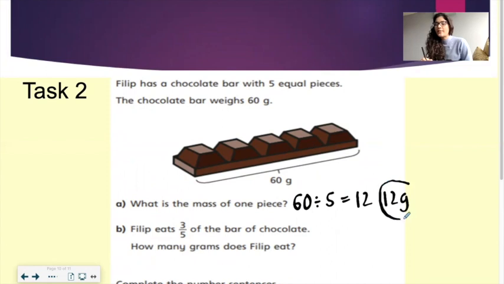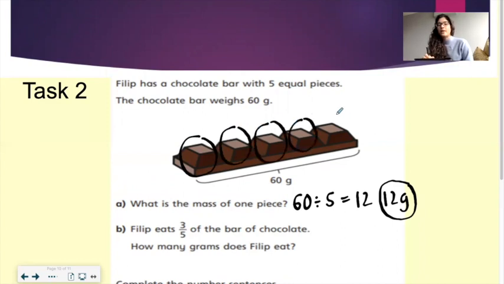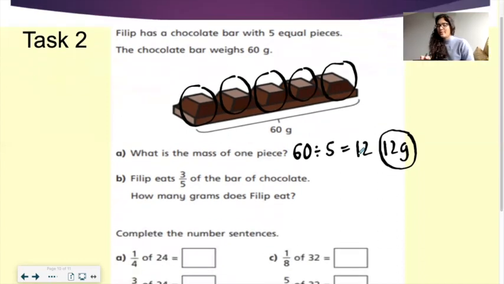So the way to work out the first part of the question, which is what is the mass of one piece, you do 60 divided by 5 because the chocolate bar is split into 5 separate pieces and you want to work out how much one of those pieces weighs. So you do 60 divided by 5. So using your 5 times table knowledge there, you should get the answer of 12. So 12 grams is the mass of one piece. Do not forget your unit of measurement.